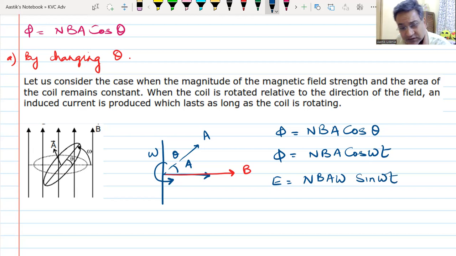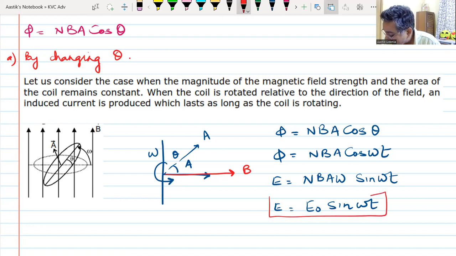This N, number of turns, will be constant. This B, magnetic field, will be constant. This A, area will be constant, and I'm moving with a constant angular velocity, so everything is a constant. So I can write it as E naught sine omega t, where E naught becomes the maximum value of induced EMF. Do we understand this? Yes, sir. This type of EMF is known as the alternating EMF because it alternates. It's in the form of a sine wave, and this is your alternating EMF. And the current produced because of this is known as alternating current. Do we understand this? Yes, sir.